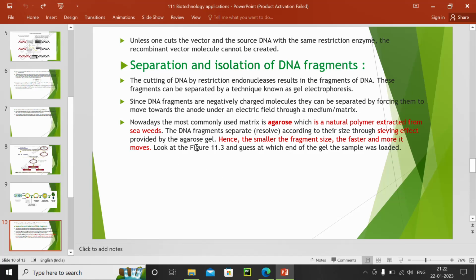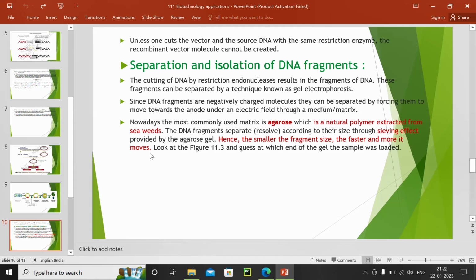Here, the agarose gel stands as a matrix, and it gives a sieving effect to resolve the DNA molecules or DNA fragments, so they get separated according to their size. Size is nothing but big or small. Hence, the smaller the fragment size, the faster and farther it moves.